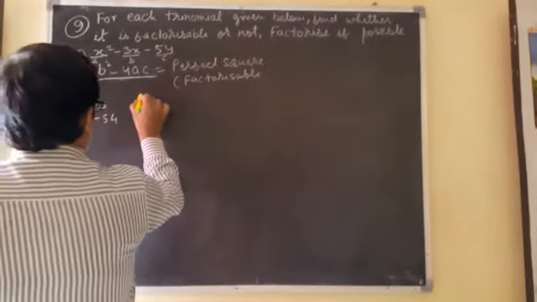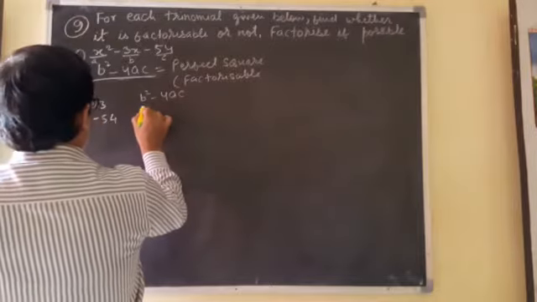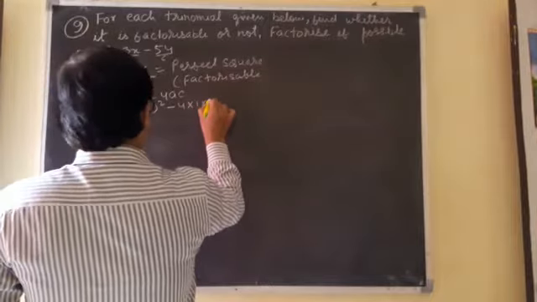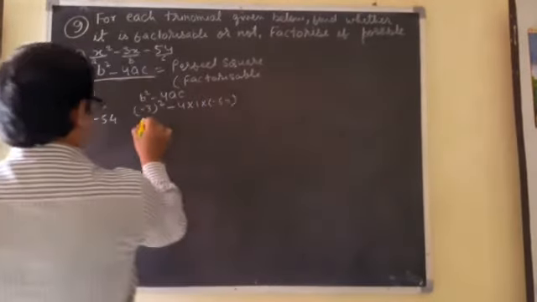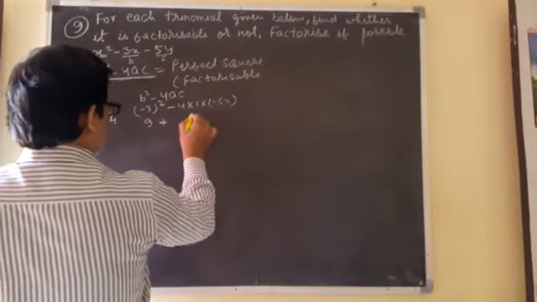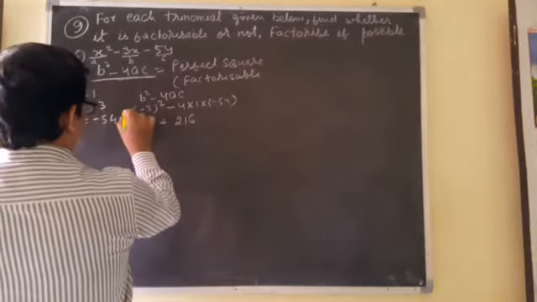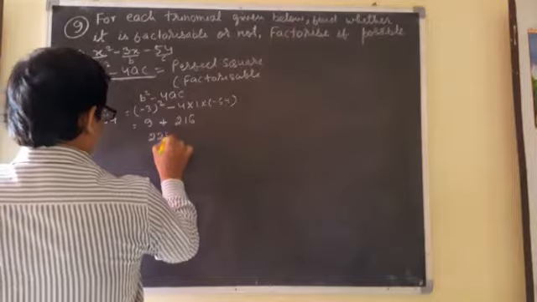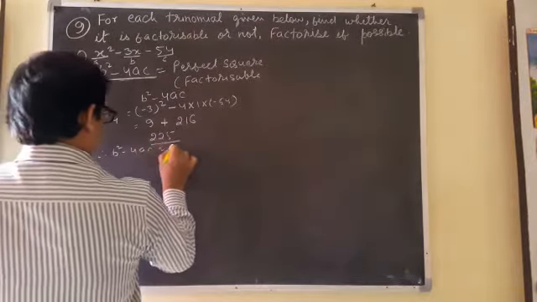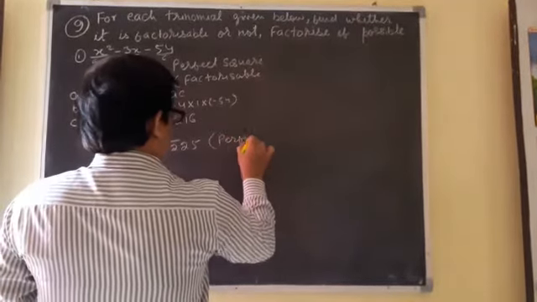Now let us see b square minus 4ac. So b square means minus 3 whole square, minus 4 into 1 into minus 54. So 9 plus 216, so what will be the value? 225. Therefore b square minus 4ac is equal to 225. It is a perfect square.